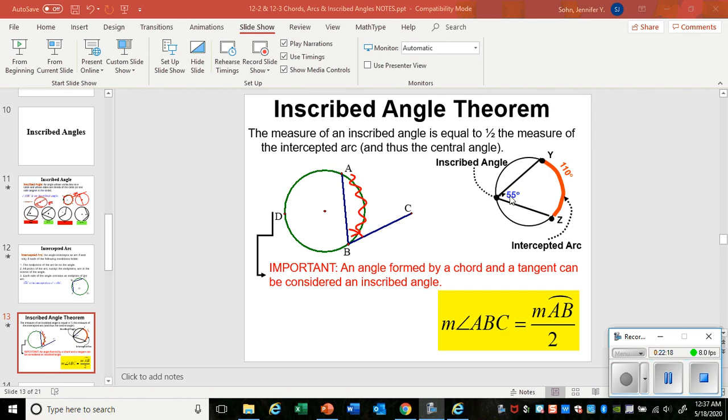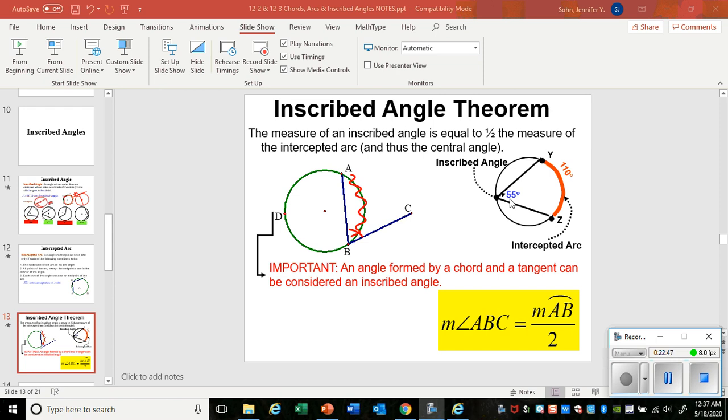So right here, if I have an inscribed angle of 55 degrees, I have the intercepted arc. It looks like a little fan or something, right? So here, this is the intercepted arc of this angle. So what you do is you do 110 divided by 2, then you get the inscribed angle.